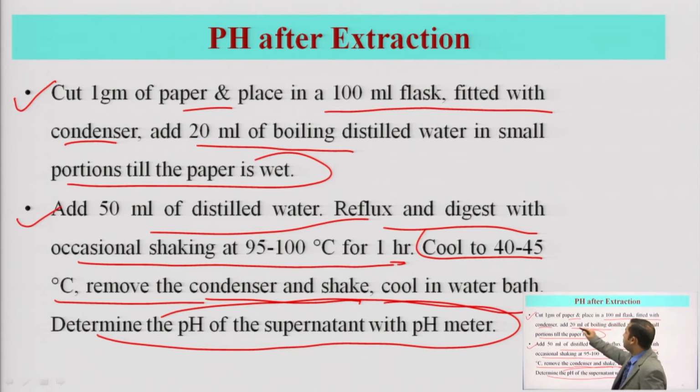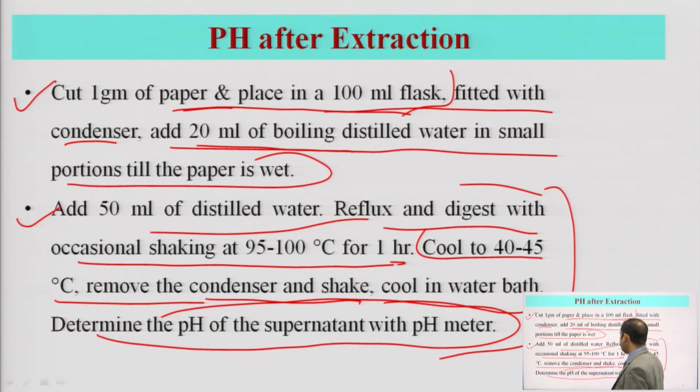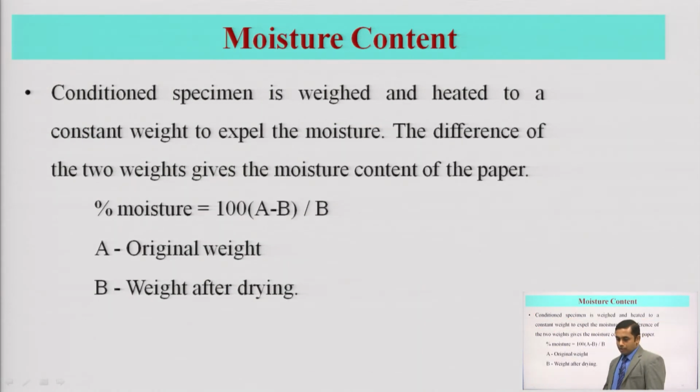You may cut some piece of paper, place it in a flask, fit it with the condenser, add the boiling distilled water, and then very easily you may do reflux and other things, and then check the pH. The pH should not be altered. It means that during transportation or during storage conditions also, if any issue may arise, in those scenarios we can also encounter those issues. Moisture content you can also check, and it is another very important issue.